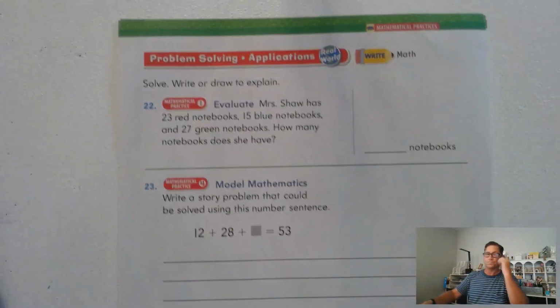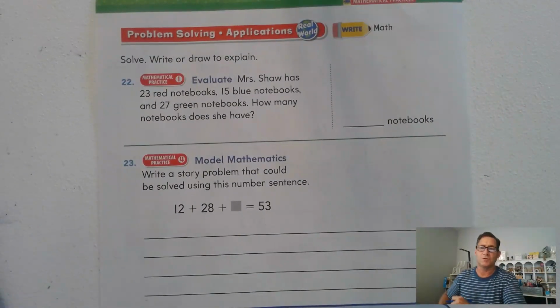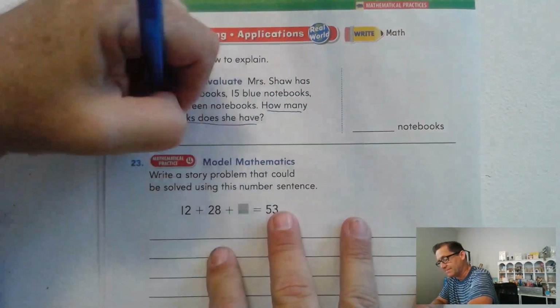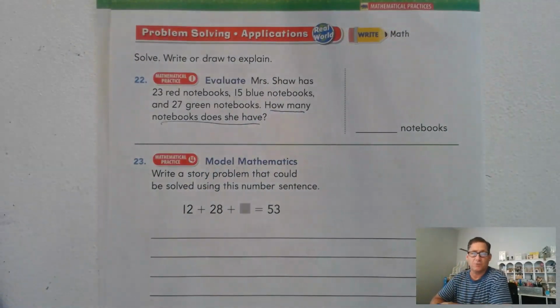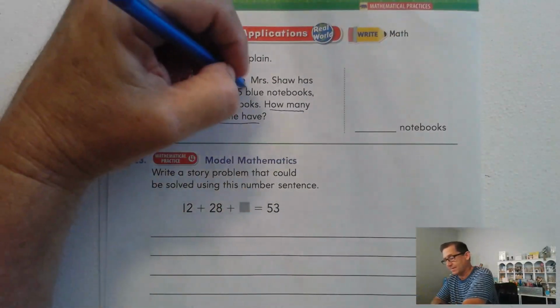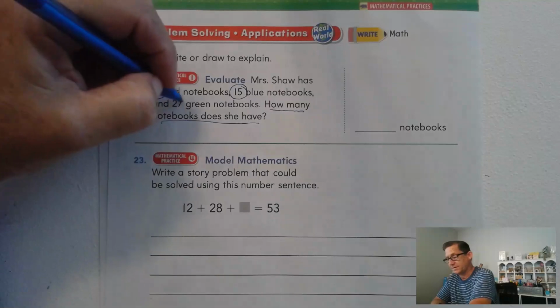Page 216. Solve, write, or draw to explain. Mrs. Shaw has 23 red notebooks, 15 blue notebooks, and 27 green notebooks. How many notebooks does she have? Okay, this is very similar to the last question, right? So we know that she has 23 red, 15 blue, and 27 green.